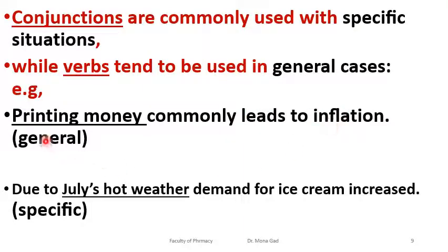So put it as a rule in your mind. If I'm going to talk about a specific situation or a specific cause, like this example, let's use the conjunctions. But if I'm going to talk about a general cause or a general situation, it's preferable to use the verb, like leads to. I think it's clear now.